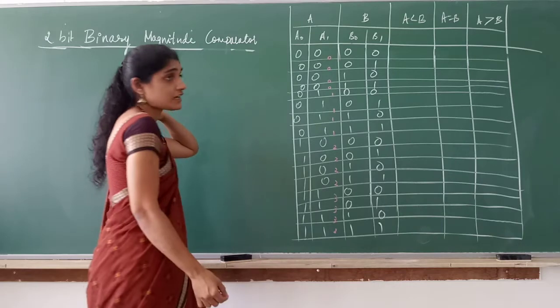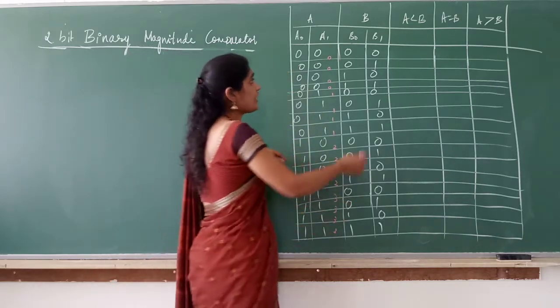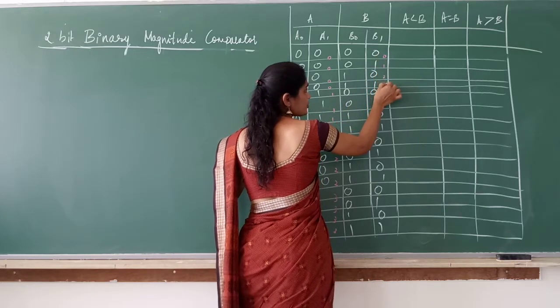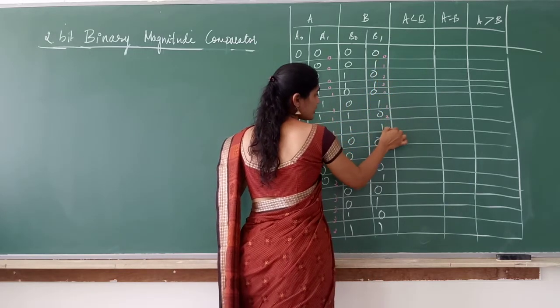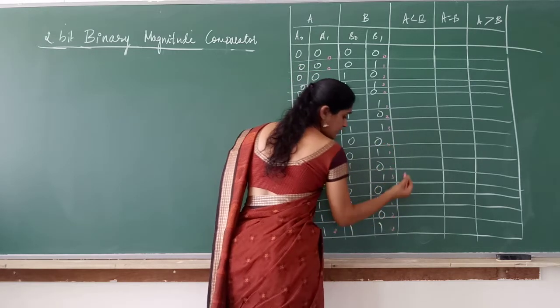So this is only for our reference, I am writing the decimal equivalent value for A. Same way I write it for B: 0, 1, 2, 3, 0, 1, 2, 3, 0, 1, 2, 3, 0, 1, 2, 3. Okay.